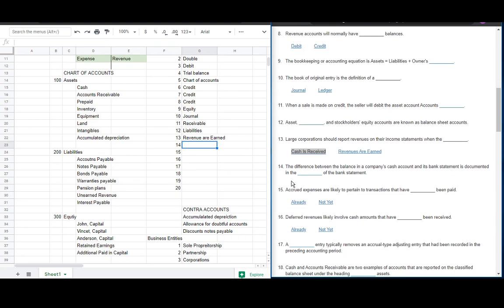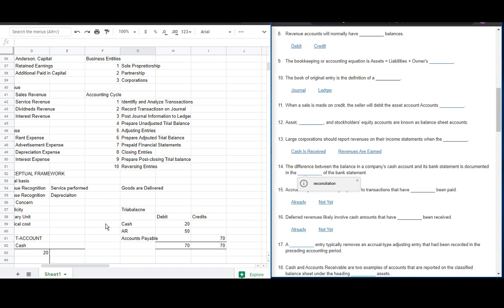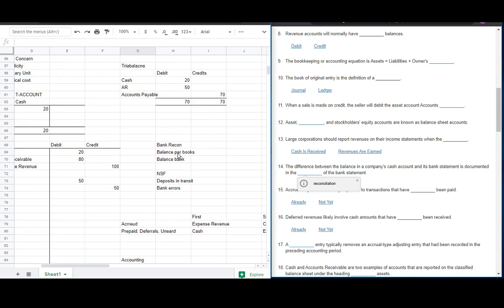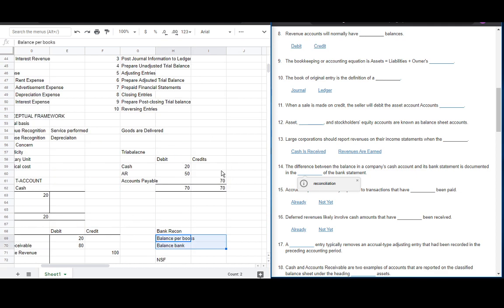Number 14, the difference between the balance in a company's cash account and its bank statement is documented in the reconciliation of bank statement. So what is this? It is prepared every month kung saan kino-compare natin itong balance per book pati balance per bank. Bakit? Kasi minsan may bank errors tayo, minsan yun din book errors, yung 960 nagiging 690, or halimbawa may mga NSF check or mga undeposited check, outstanding checks, deposit in transit. So I will tackle this topic in a separate video.